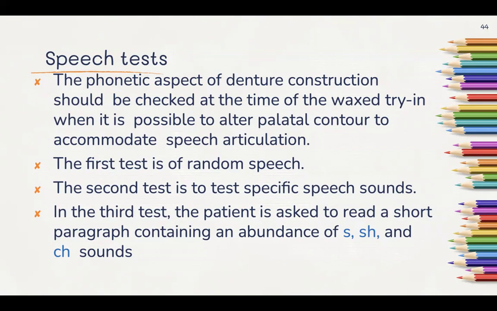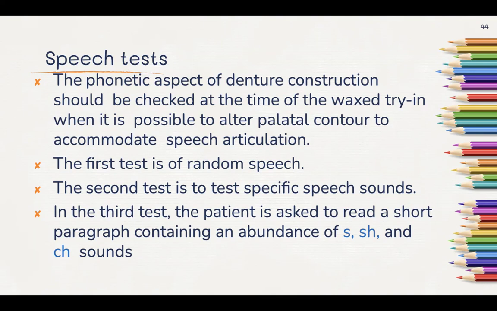The phonetic aspect of denture construction is always checked during the wax trial. In the wax trial there will be some thickness of the wax here and there, and of course we use a temporary denture base that need not be the shape of the final one. There will be slight alterations. But you start confirming from the trial stage, and you engage the patient in random speech. The second test is to test specific speech patterns.